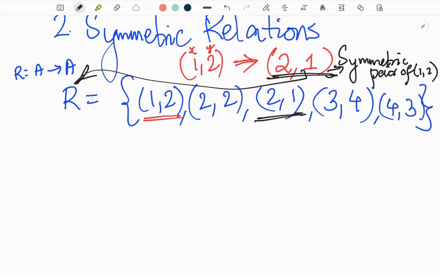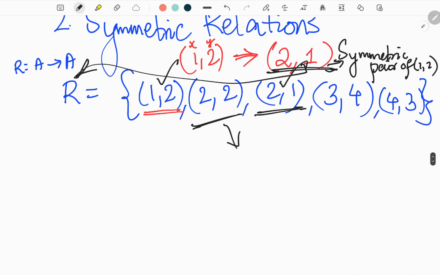But please note, this condition should satisfy for all the elements in the relation. So first we have satisfied 1 comma 2 and 2 comma 1 is done. 2 comma 2, you know that 2 comma 2 is an element which is having the reflexive condition. So of course, if you are looking at the symmetric pair of 2 comma 2, it is 2 comma 2 itself. So it is not a problem. The symmetric condition is satisfied. After that, you have 3 comma 4. The symmetric pair of 3 comma 4 is 4 comma 3.